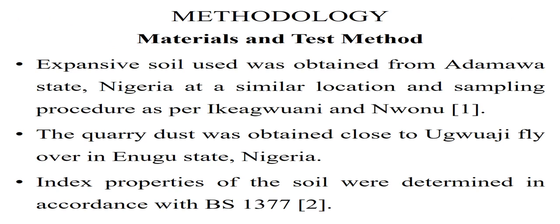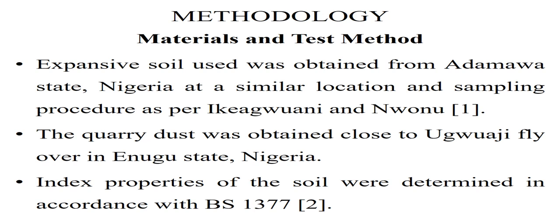Methodology, materials and test method. The expansive soil used for this study was obtained from Adamawa State, Nigeria, at a similar location and with a sampling procedure as per previous studies by Ikeagwuani and Nwonu. The rich deposits of expansive soil are normally located in the northeastern part of Nigeria, so that's where we normally obtain the sample for the test on expansive soils.